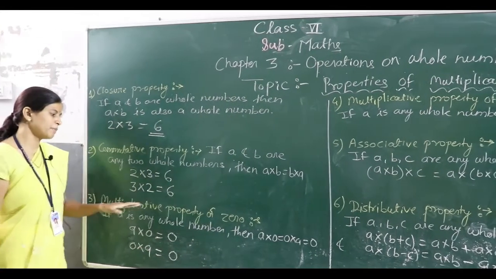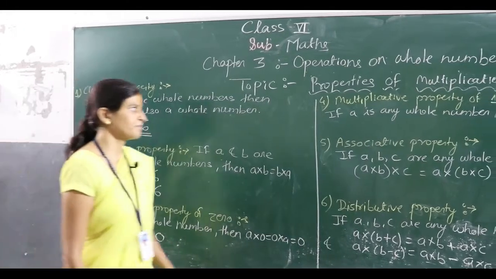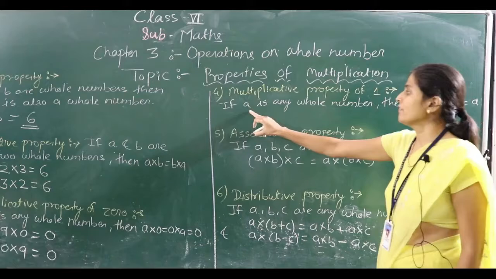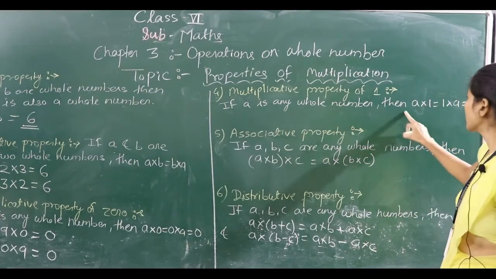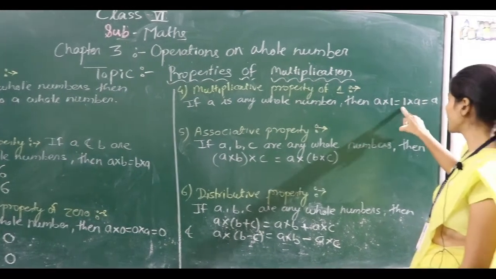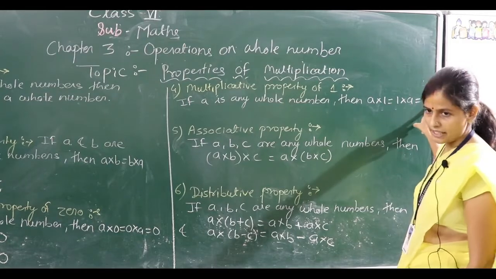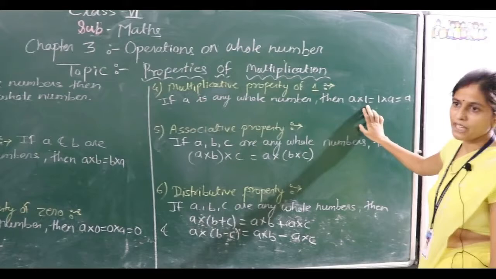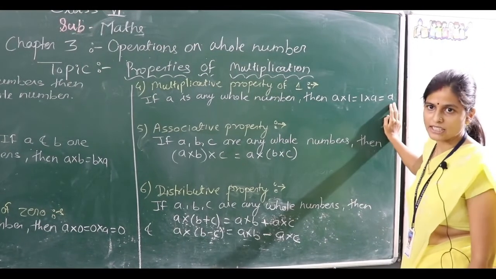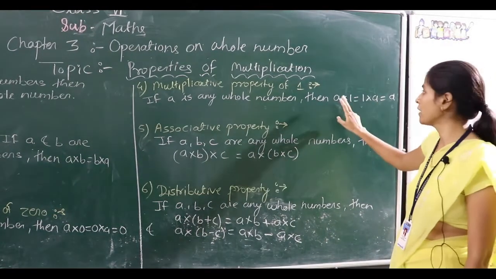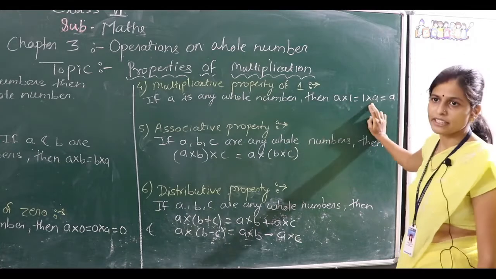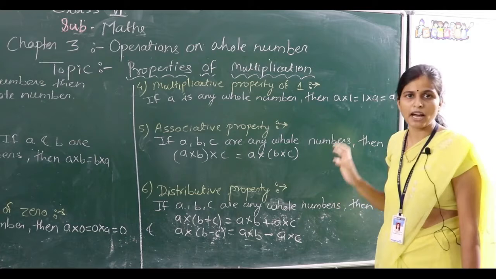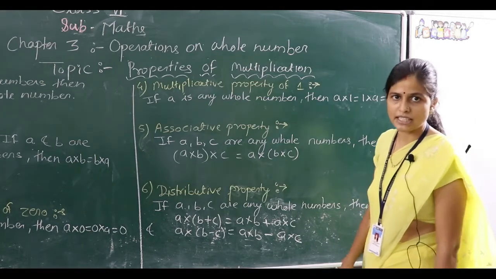This is called the multiplicative property of 0. Now, the multiplicative property of 1. If A is any whole number, then A into 1 equals 1 into A equals A. In addition, we add 0 to a number and we get the same number as an answer. But in multiplication, we multiply 1 to that number, and we get the same number as an answer.